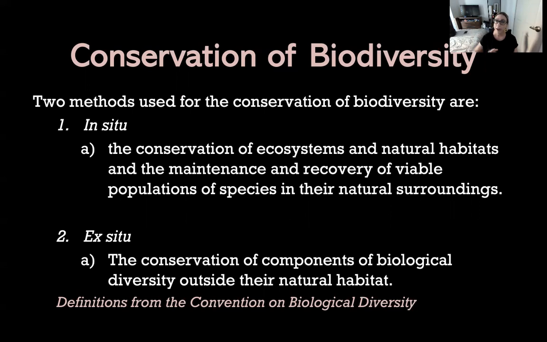Ex situ means outside of the natural habitat. So, the conservation of components of biological diversity outside their natural habitat. The best example of this is captive breeding programs, and zoos are instrumental in this. Now, I'm not a huge lover of zoos, but they're great for education, and a lot of them have really strong captive breeding programs. Take the San Diego Zoo, for instance. They've done a lot to breed pandas and reintroduce them to the wild.